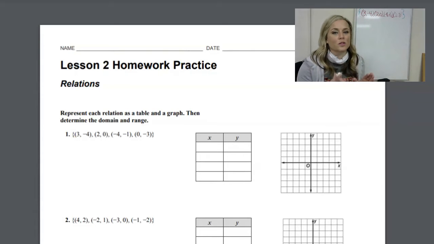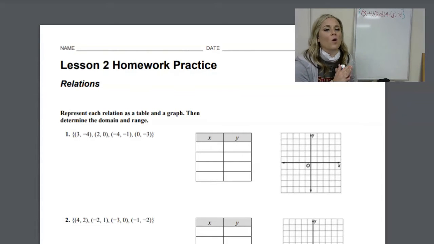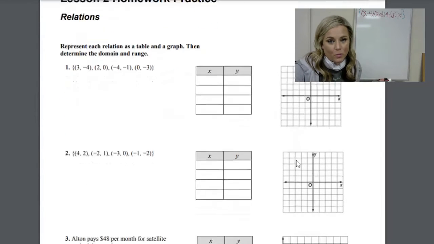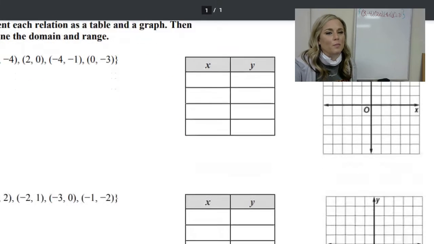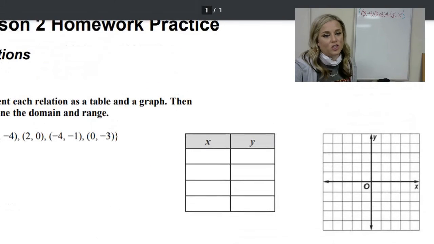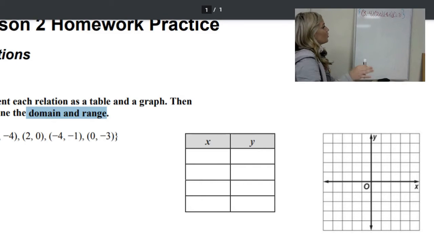All right, so before we start, if you look at this, this is the homework practice that would come with your book. Let me zoom in a little. Okay, they want us to represent each relation as a table and a graph, then determine the domain and the range. So we're looking at domain and range, and this is something new to you guys. So let's look at this.